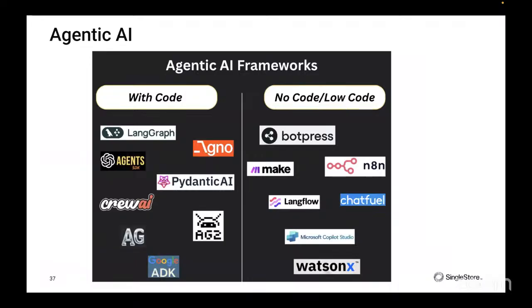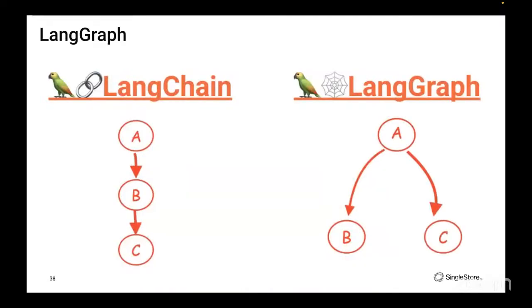Other than what we showed here, there are also code and no-code or low-code platforms. With code, there is LangGraph, Agno, Pydantic AI, CrewAI, Autogen, AG2, Agents SDK, Google ADK. And with no-code or low-code, as you can see, BotPress, Make, N8N, and N8N has become really popular. You can see many people using it. There is watsonx, Langflow, and all those things. But today we are using LangGraph, so I wanted to talk a little bit about LangGraph.